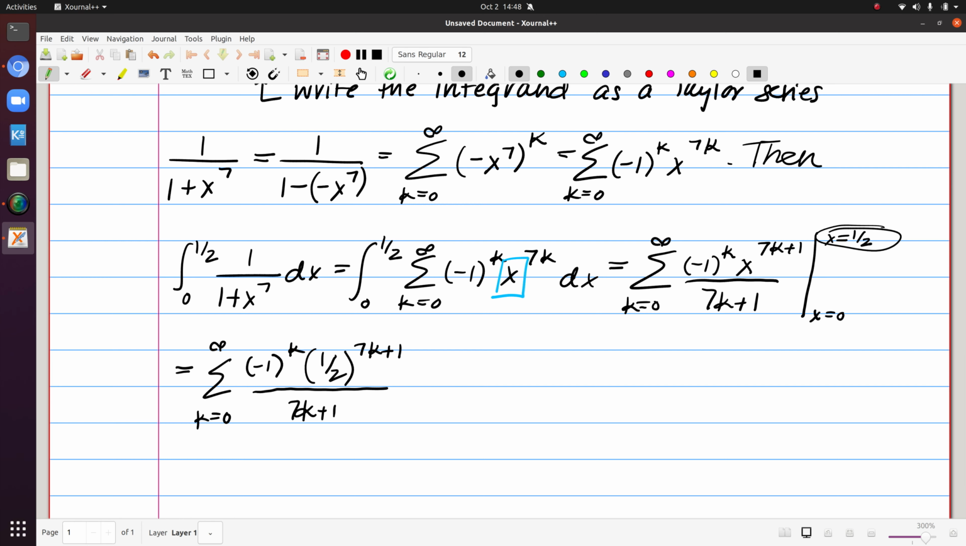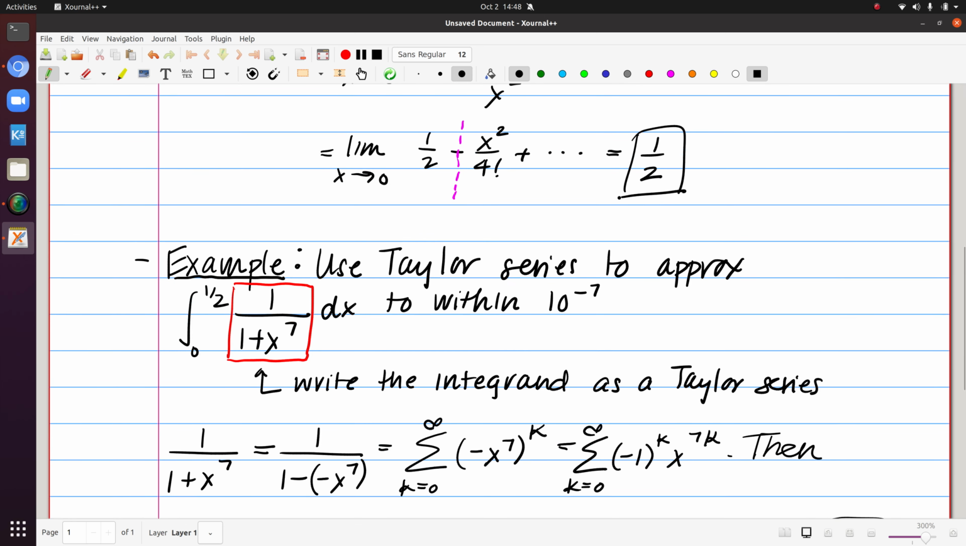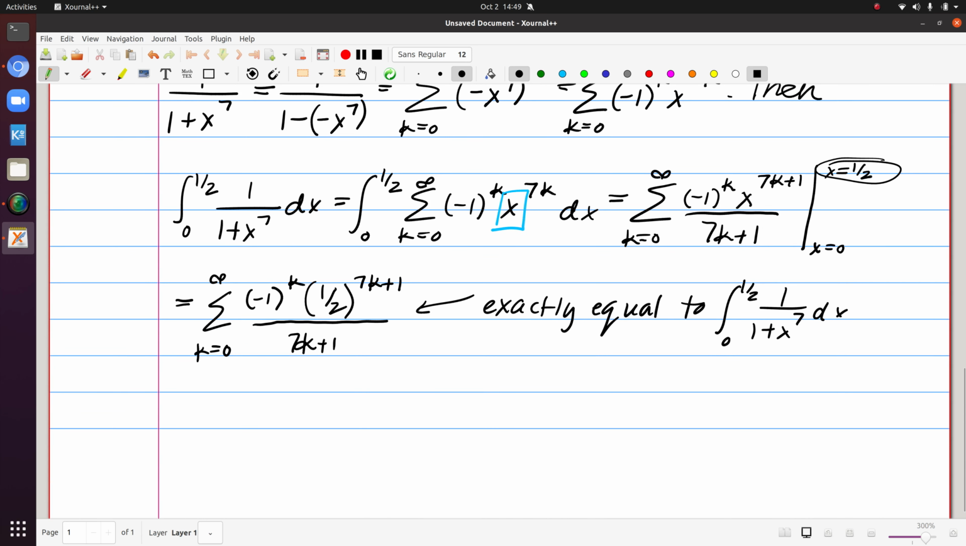So if we pause here, what I want to point out is that this is exactly equal to the integral from 0 to 1/2 of 1 over 1 plus x to the 7th. So if we could evaluate the sum of this series, we would have the exact answer to this integral. Of course, I don't know the sum of that series, but also I'm not asked to find the exact value. What we want to do is approximate this integral. So notice that that translates now to approximating this infinite series.